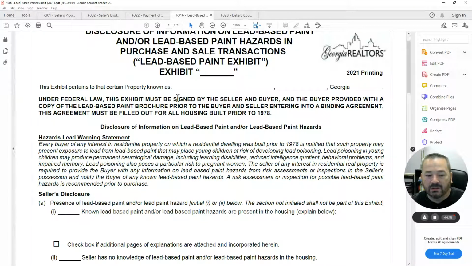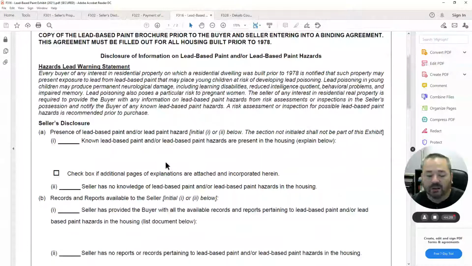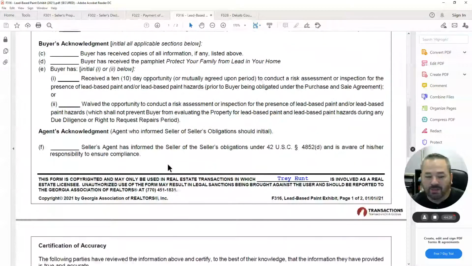Under federal law, this exhibit must be signed by the seller and buyer, and the buyer provided with a copy of the lead-based paint brochure prior to the buyer and seller entering into a binding agreement. So if that house was built before 1978 or has fixtures before 1978, you as the buyer's agent have to share with them the Protect Your Family from Lead in Your Home. So they're going to initial the first box, the second box, and the buyer has initialed either 1 or 2.